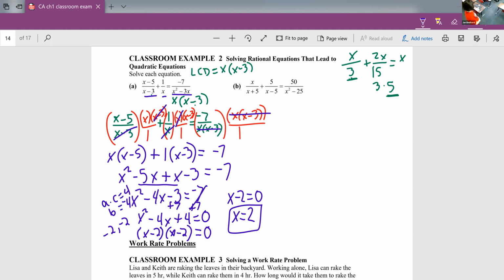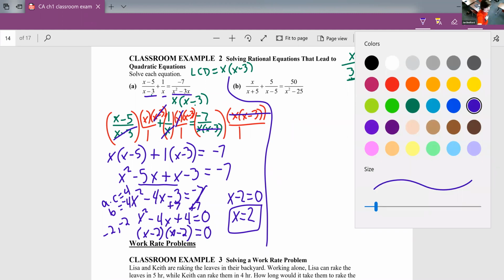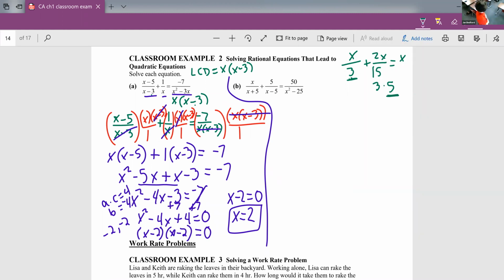All right, let's try the next one. Kind of draw a little line here. And see if you can tell me what you think we should do first. I got to find the LCD. So how am I going to figure out what it is? Do I need to do anything in order to find the LCD? Good job. I'm going to check to see if anything factors.